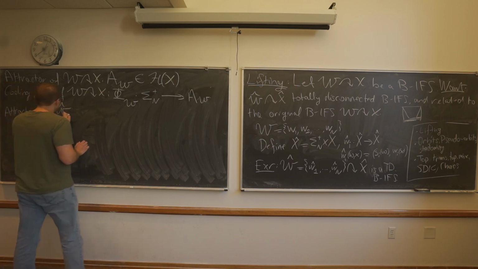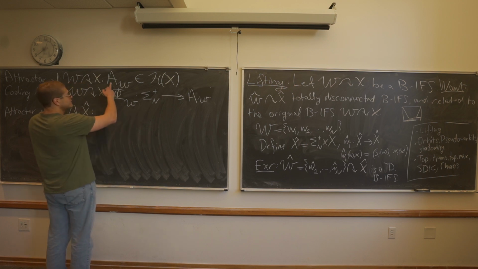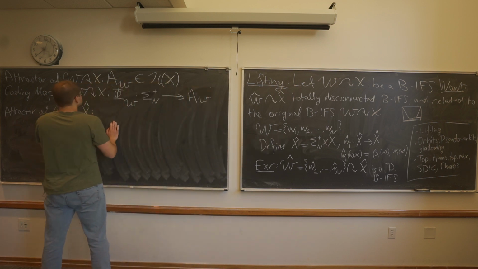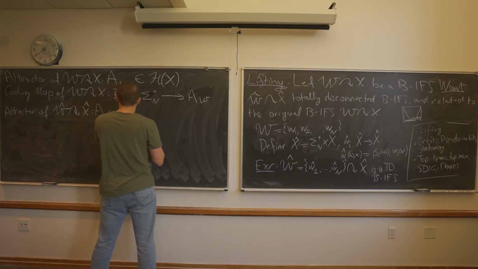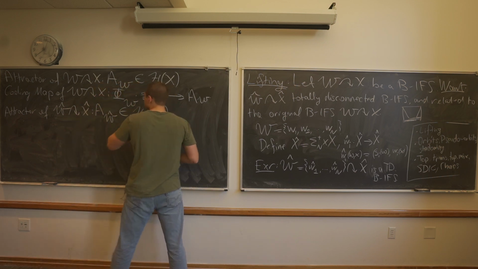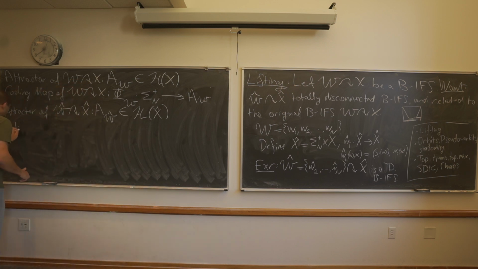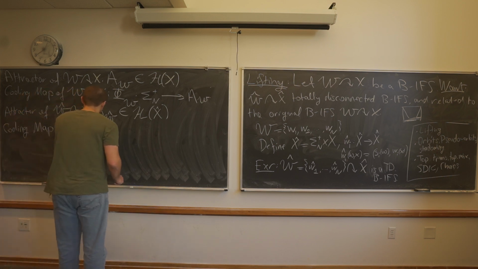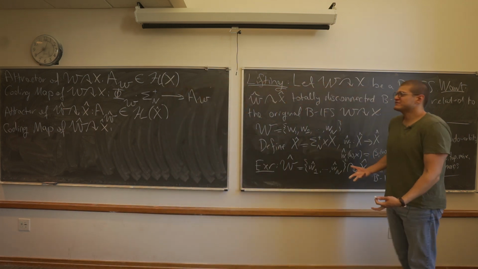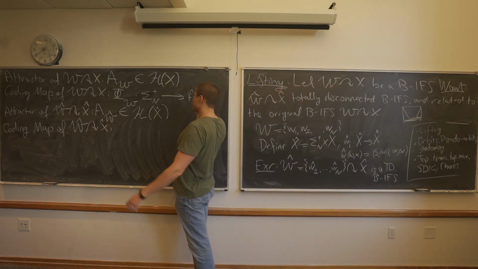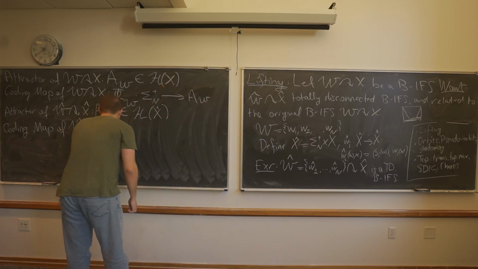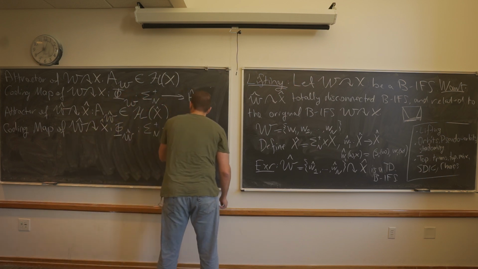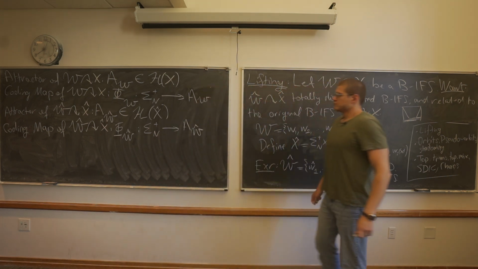Now I have the attractor of W hat acting on X hat. Let's call it A sub W hat. It's going to be a compact non-empty subset of not X, but X hat. And then it's going to have a coding map as well. Let's call it phi sub W hat. Again, it's going to go from the same shift space, but this time, instead of this attractor, I need this attractor. Any questions so far?